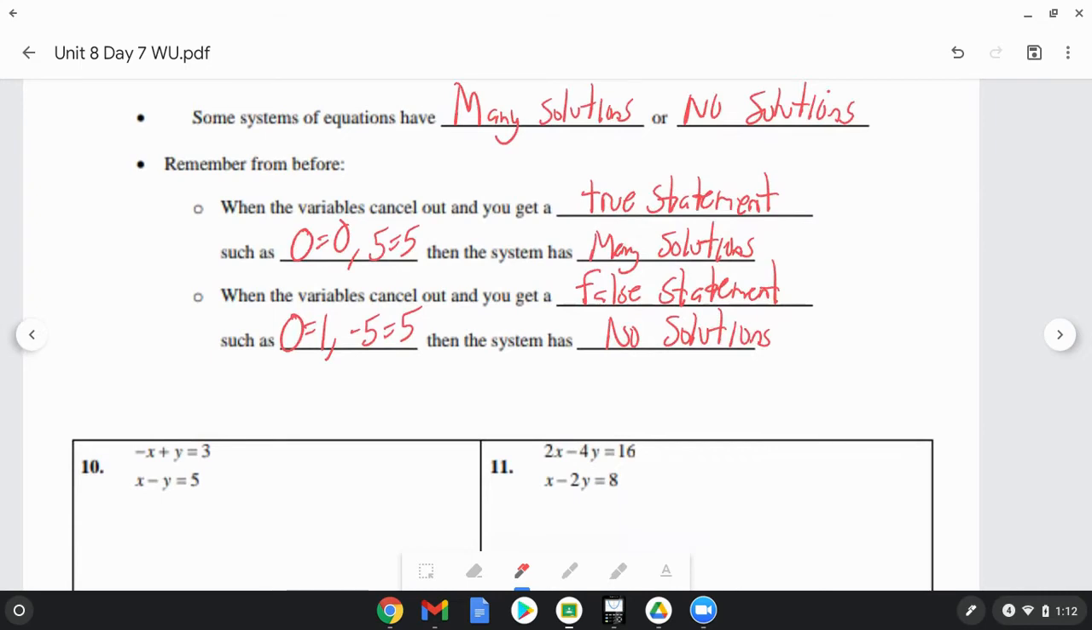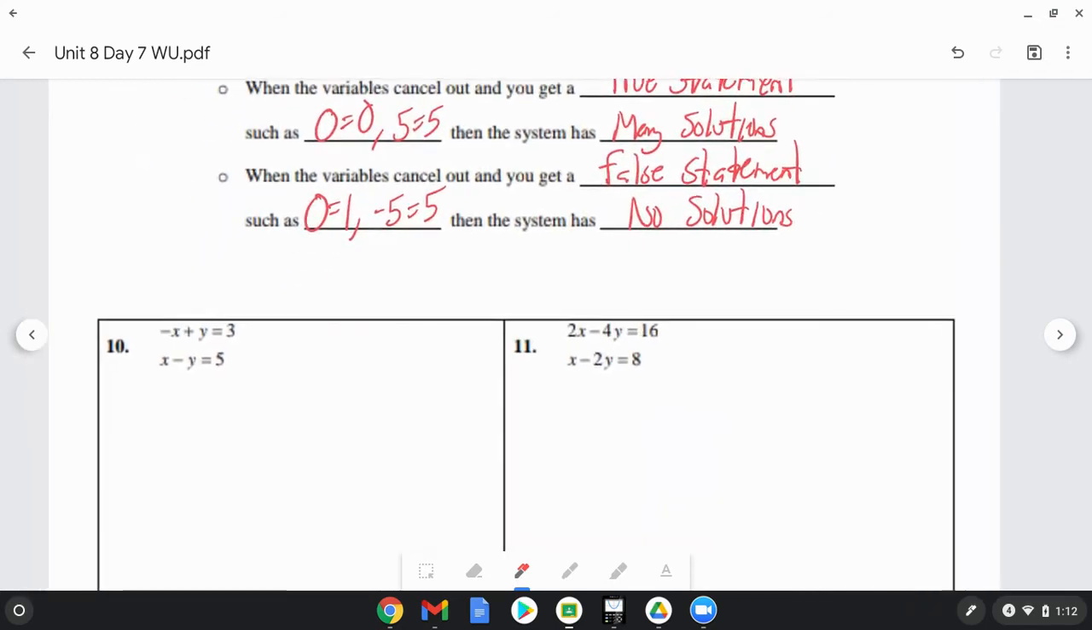Now, if we take a look at the first one, I notice that the x's and the y's are already exact opposites of each other. So they would cancel. All my variables cancel. 3 plus 5 gives me 8. I have to ask myself, does 0 equal 8? Is that a true or a false statement? 0 does not equal 8 ever. So that would be a false statement. If it's false, we said that there's no solution. And that would be your answer. That's all you got to do.